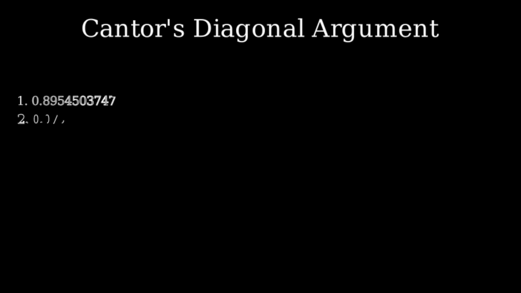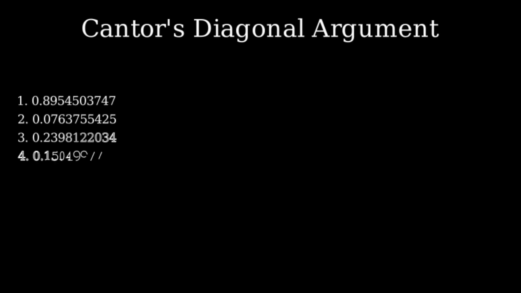Cantor's diagonal argument is a fascinating proof that demonstrates the existence of different sizes of infinity. Let's explore this concept step by step. We begin with a list of random decimal numbers between 0 and 1. These represent a subset of the real numbers in this interval. In theory, we could try to list all the numbers between 0 and 1, but Cantor's argument will show us why this is impossible.